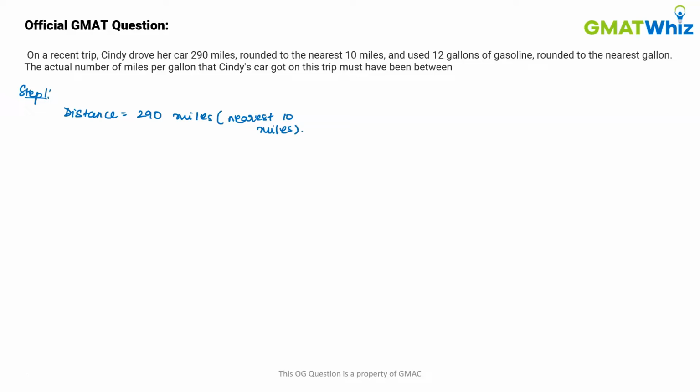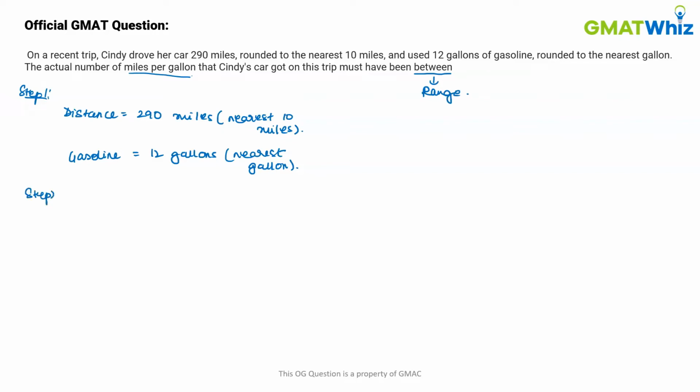And then we are also given that she used 12 gallons of gasoline. So gasoline is equal to 12 gallons, and this is rounded off to the nearest gallon. Okay, so we have to find the actual number of miles per gallon that Cindy's car got on this trip, which must have been between. So between, the presence of the term between implies we need to find the range. Okay, so let's look for the range.